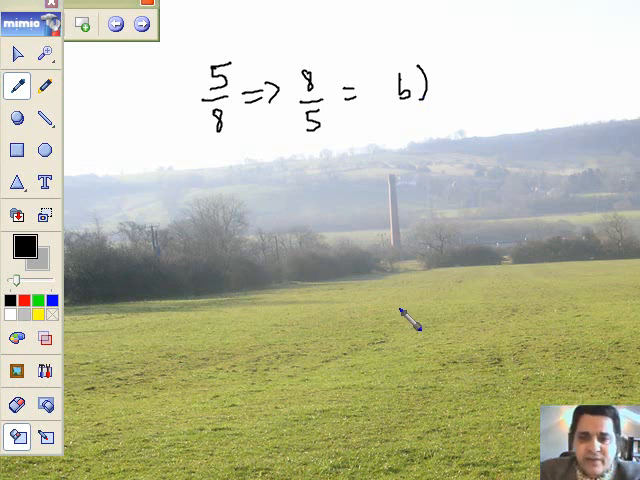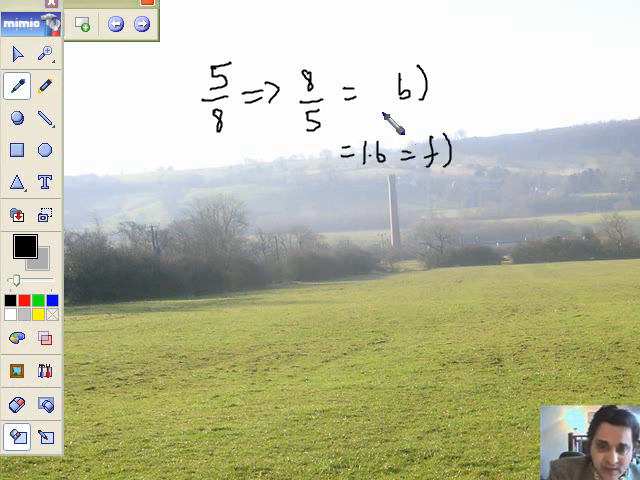Now let's just see if there are any more, because I can actually convert that into a decimal and go 8 divided by 5 equals, and I've got 1.6. So that also equals 1.6, and 1.6 is actually F as well. So that's answer F, and the B is answer 8/5. Are there any more? No.